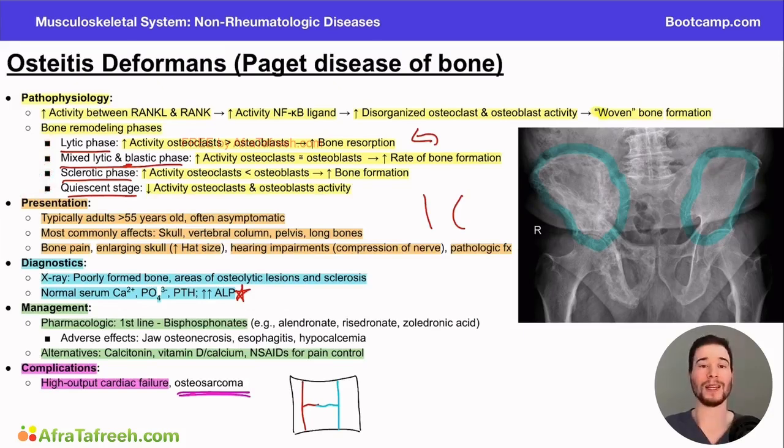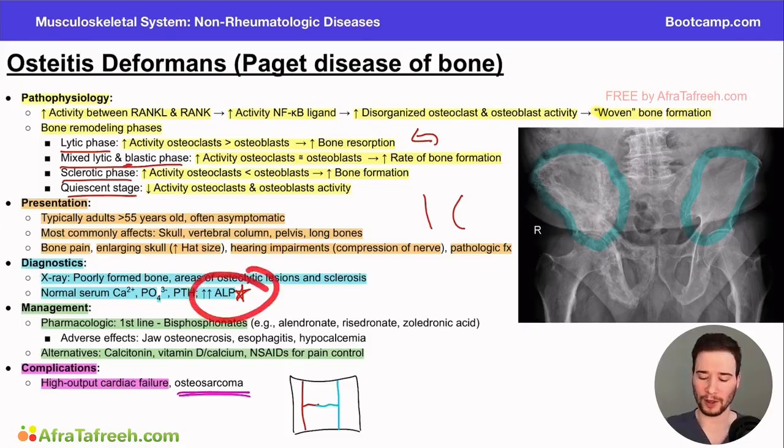This is typically going to present in an older individual, so we wouldn't really expect this to be in a 5-year-old on a question stem. Oftentimes they can be asymptomatic or have fairly benign symptoms, such as the enlarging hat size, hearing impairments, or some mild bone pain. Diagnostics here are going to include getting an x-ray and serum labs. Really important for differentiating with other pathologies is understanding these serum labs. There's not a problem in calcium or PTH or phosphate.